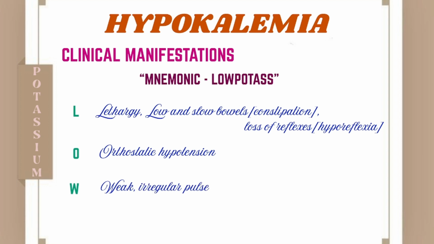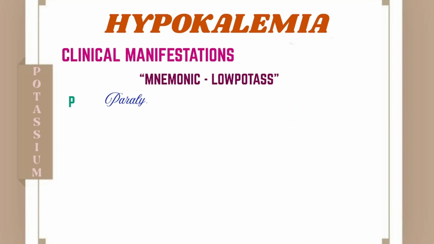W stands for weak irregular pulse. Due to low potassium, there will be weak contractility of heart muscles, and weak contraction of the heart. Due to this, a thready, weak pulse or irregular pulse will be the sign of hypokalemia. P stands for paralysis, meaning muscle weakness. Respiratory muscle weakness or respiratory failure due to muscle weakness may also occur.